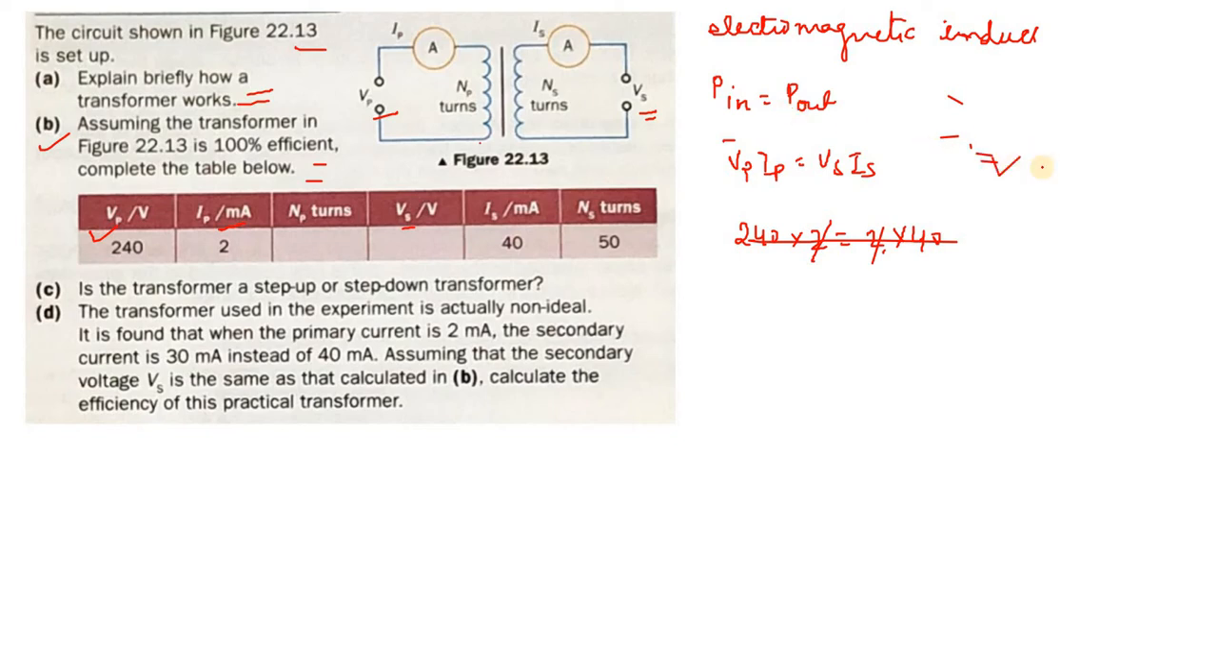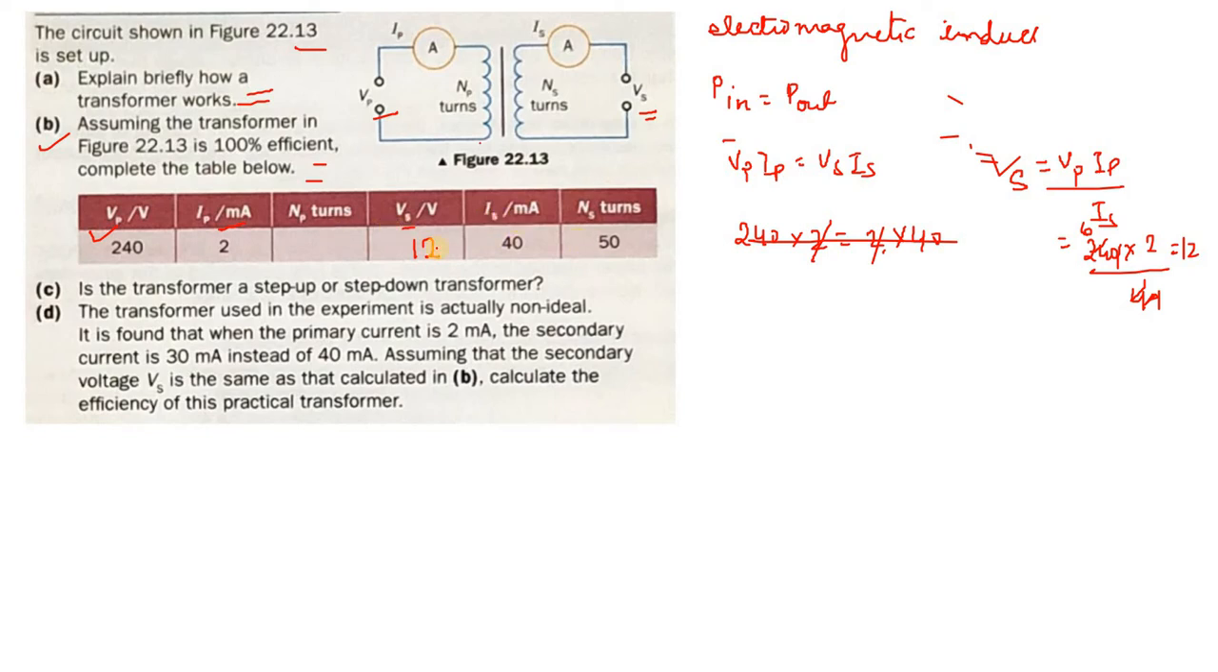one minute, sometimes it is difficult to write on the touchpad. So Vs will be your Vp Ip divided by Is, which is 240 into Ip, which is 2, divided by how much we have, 40. So this will become 6 to the 12, means 12 volts. So I can fill here, it will be 12 volts.